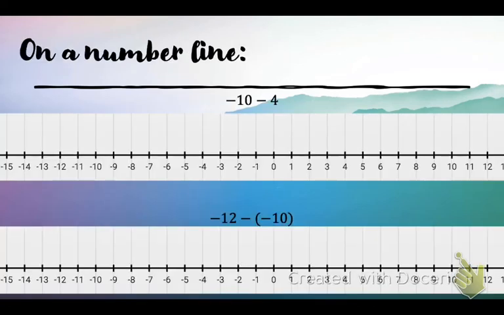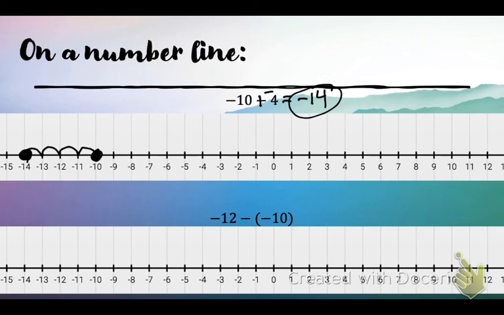On a number line, it is not any different from what you know. So if we start at negative 10 here, minus means to go to the left. So I'm going to go to the left 4. 1, 2, 3, 4. So that gets me to negative 14, which is the same thing I would get if I were to add the opposite. Same sign, I add. 10 plus 4 is 14, and I keep the negative.